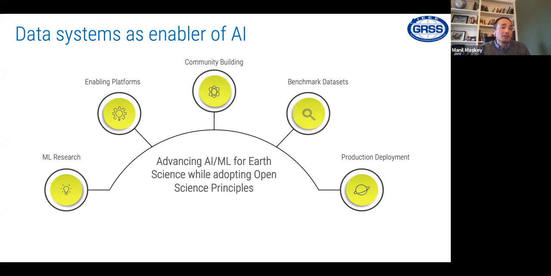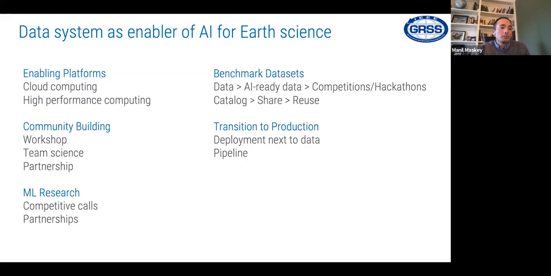As an enabler of AI, practical steps to broaden and accelerate the use of AI and ML within earth science include wider adoption of open science principles, as shown here. Breaking these components down in a little more detail, close collaboration between geoscientists and ML researchers can make quick progress in a team science approach.